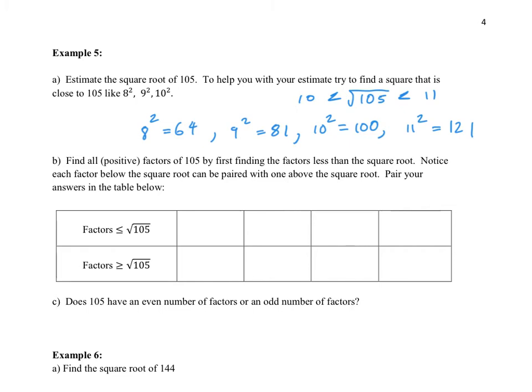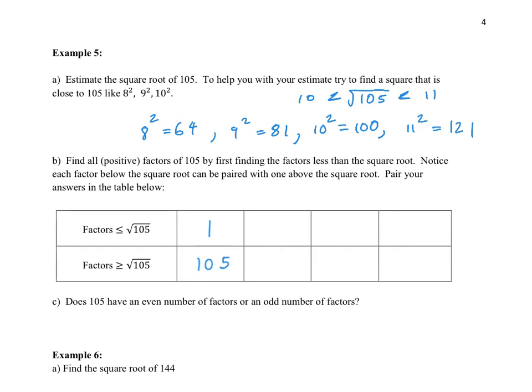And we're going to categorize our factors below as the factors that are less than the square root and the factors that are above the square root. So we're looking for numbers that are 10 or less to begin with. So one factor that we always get is 1. Now, each factor will also have something that pairs with it because we have to take 1 and multiply to get 105. So in this case, it's 105.